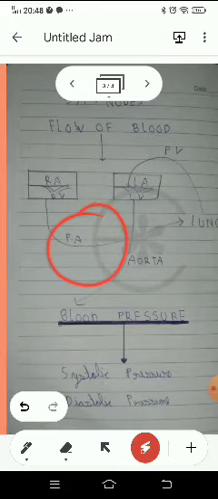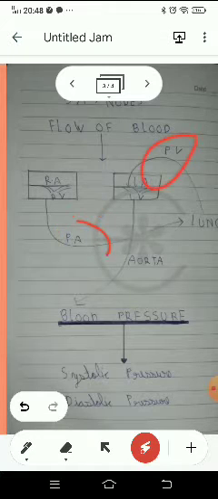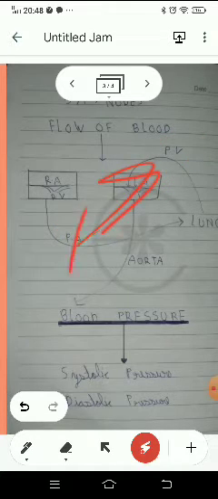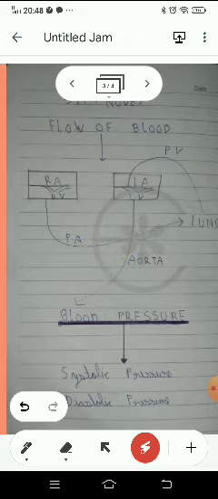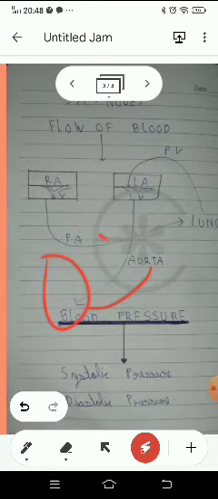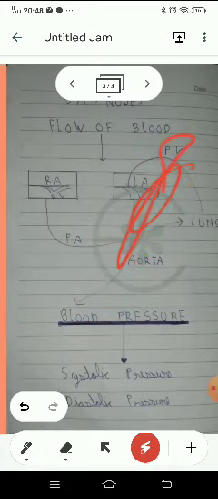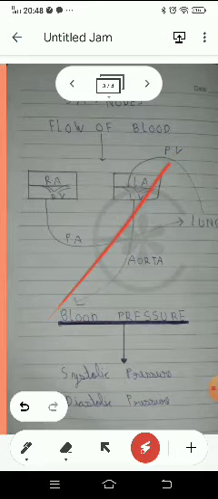Now, the pulmonary artery and pulmonary vein. Actually, the pulmonary artery and pulmonary vein are basically a special and rare case. Arteries bring what type of blood? Arteries bring oxygenated blood, but the pulmonary artery carries deoxygenated blood. Veins carry deoxygenated blood, but the pulmonary vein carries oxygenated blood. So these are the special rare cases.